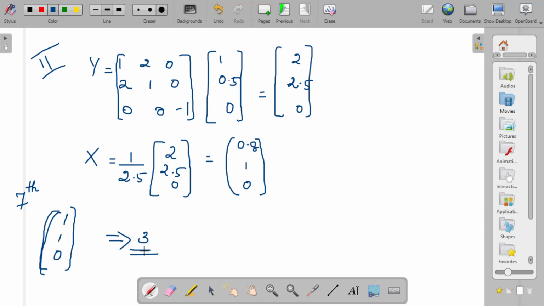Okay, so I hope you understood what the power method is. Please understand the theory and then try to do this problem.